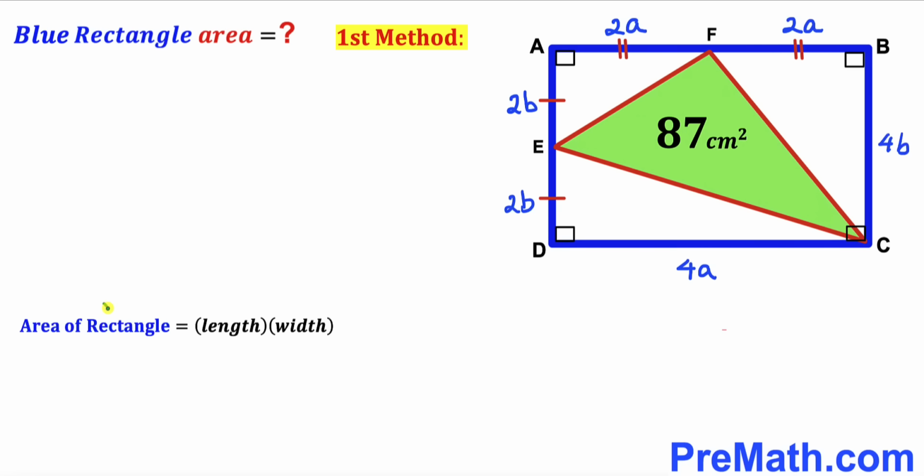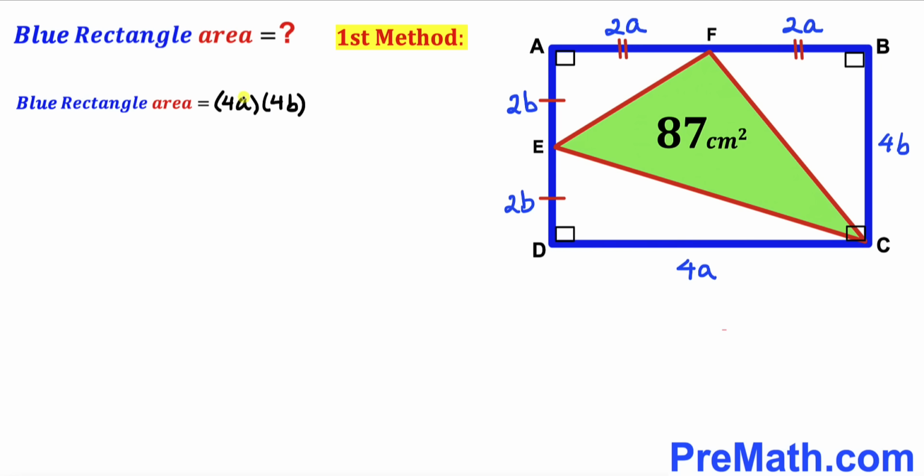And now let's recall the area of rectangle formula. Area is always equal to length times the width of the rectangle. In our case, the length of this rectangle is 4 times A, whereas the width is 4 times B. So this blue rectangle area is going to be 4 times A times 4 times B, and that is going to be equal to 16 times AB. So the area of this blue rectangle is going to be 16 times AB.